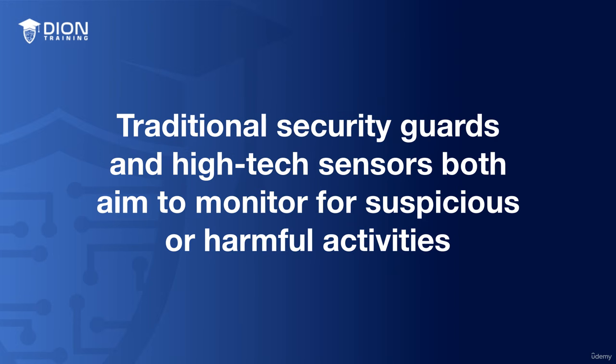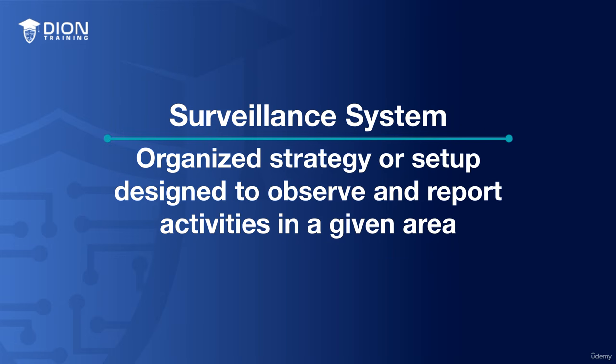From traditional security guards to high-tech sensors, the tools under this umbrella serve a common purpose. They're trying to keep an eye out for suspicious or harmful activities. Now, at its core, a surveillance system is an organized strategy or setup that's designed to observe and report activities in a given area. These surveillance systems can be as simple as a single security guard stationed at the front desk of your office building, or they can be as sophisticated as a network of interconnected sensors and cameras that are constantly being analyzed by advanced artificial intelligence systems.